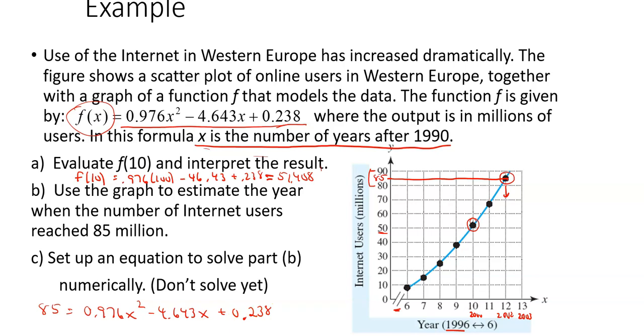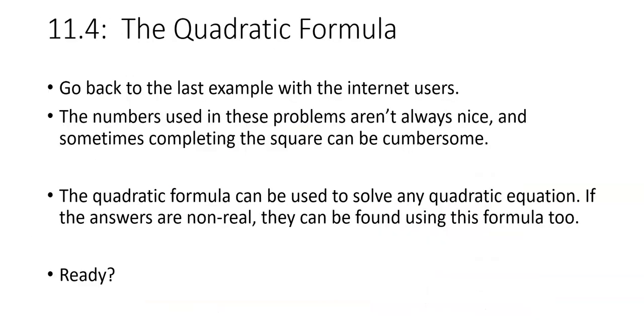Well, what methods have we learned so far? One of them was the square root method, and that's not going to work here because that square root method only works if there's no middle term. We had also done completing the square, which is a possibility, but remember we'd have to start by dividing both sides by 0.976. So I wonder if there's another way that we could solve a quadratic equation. And sure enough, there is. It's called the quadratic formula.